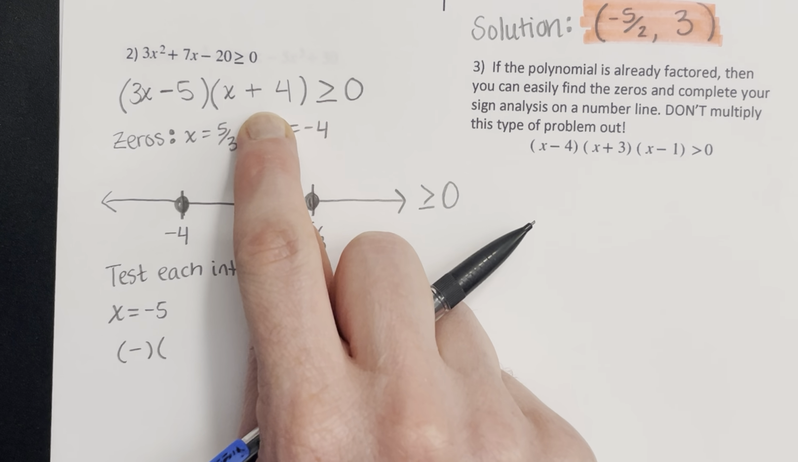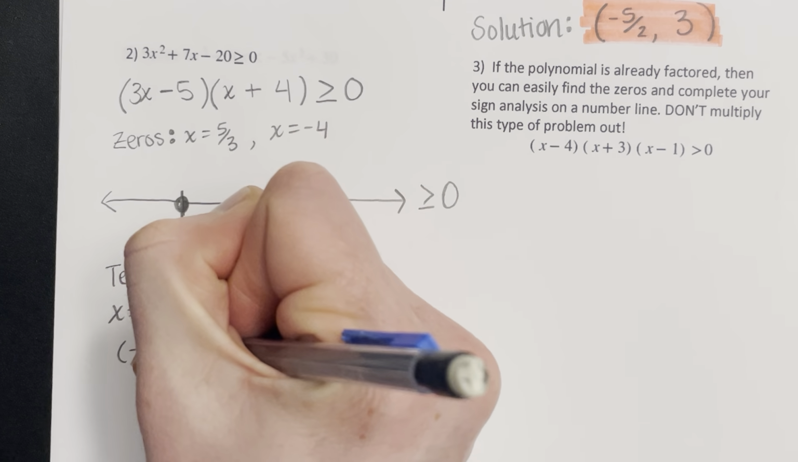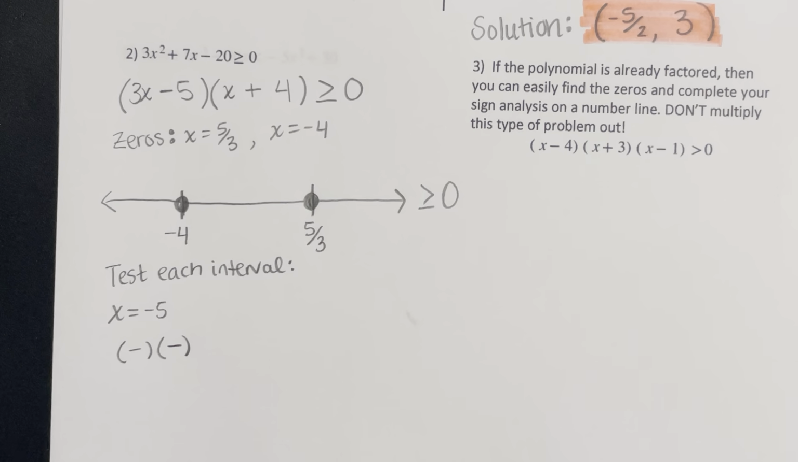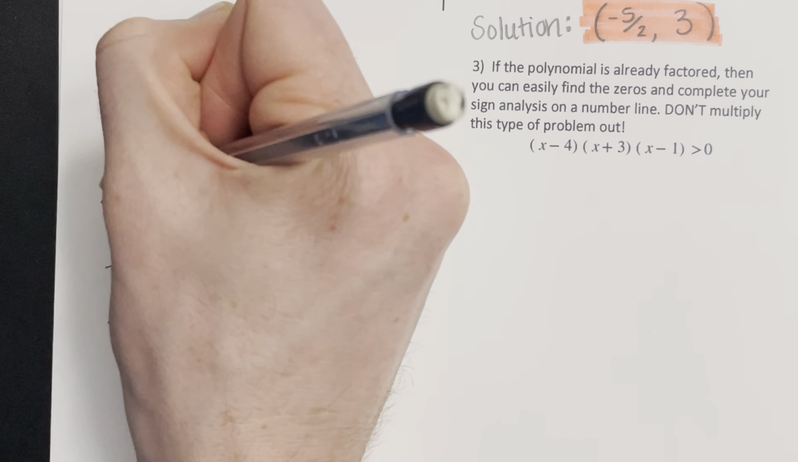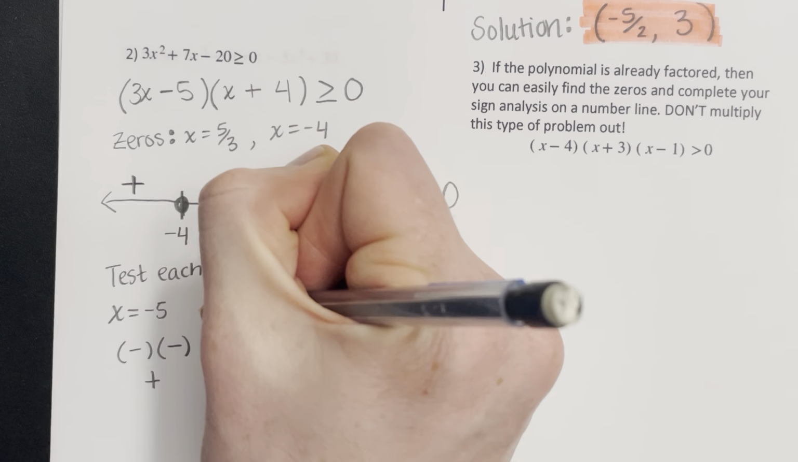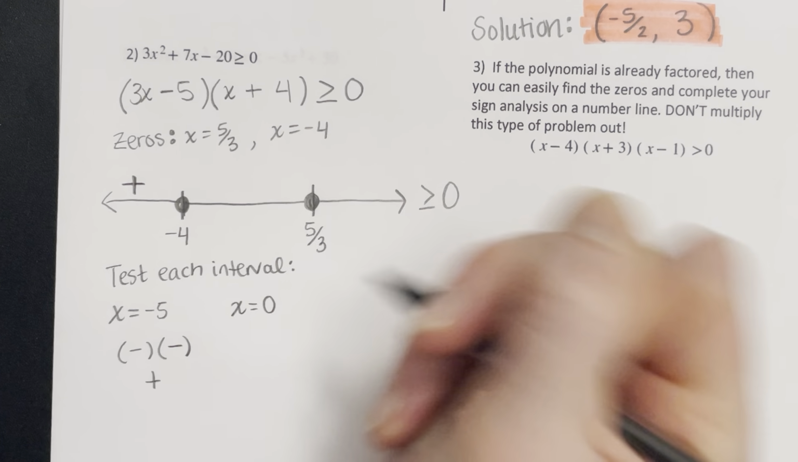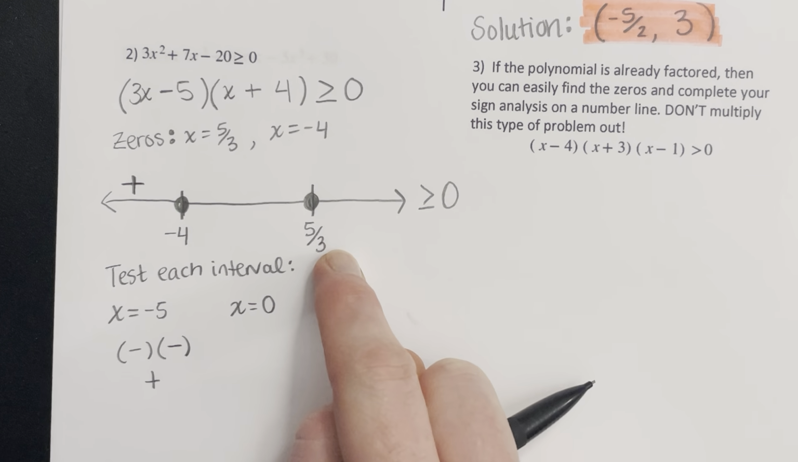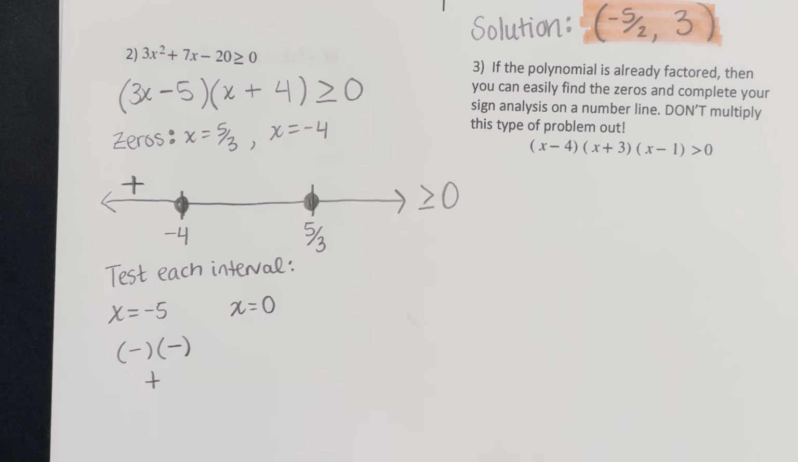Negative 5 plus 4 is negative 1. So I have a negative number. We have a negative times a negative, which is positive. So I know this section here is positive. Then we would test out a number in the middle. 0 is an easy number, but you can pick any number in between negative 4 and positive 5/3.